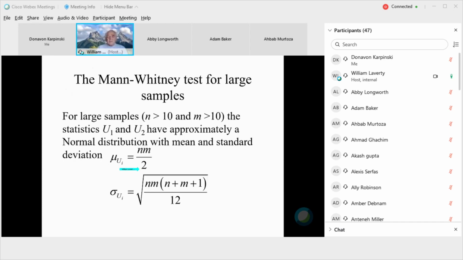For large samples, we can use a normal approximation to the U statistics. If the sample size is large, and the rule of thumb is greater than 10, these are outside the tabled values. The mean of each U statistic, if the null hypothesis is true, is n times m over 2. The standard deviation of each U statistic is the square root of n times m times (n plus m plus 1) over 12.